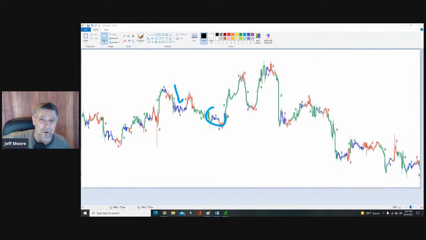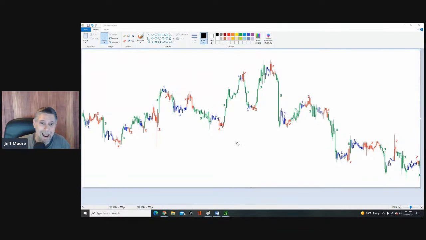Institutions are setting up for their next move, right? They're stepping back. They're planning. You guys know this because you guys got the Squeeze Pro. It's going to show us when things are contracting. So that's whenever they're preparing. Remember, I don't want you guys to think like a retail trader. You got to think like an institution.